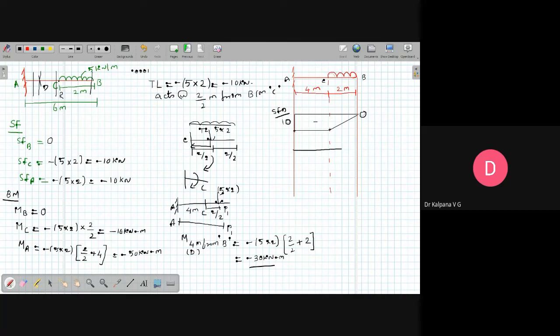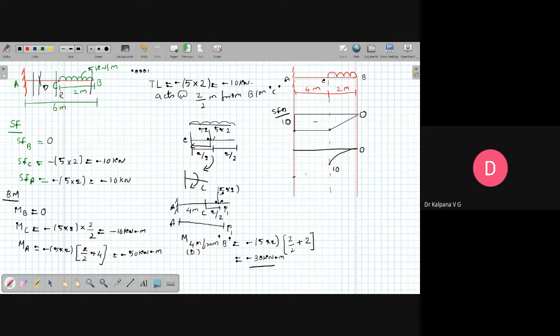Bending moment diagram. So how to connect it? Bending moment at B is 0, whereas bending moment at C is 10 kilonewton meter. First I am marking the points. Bending moment at A is 50 kilonewton meter. So how to connect 0 to C, that is 10? For UDL, as we know, it is WL square by 2. It's a parabola. So I'm connecting this with a parabola.